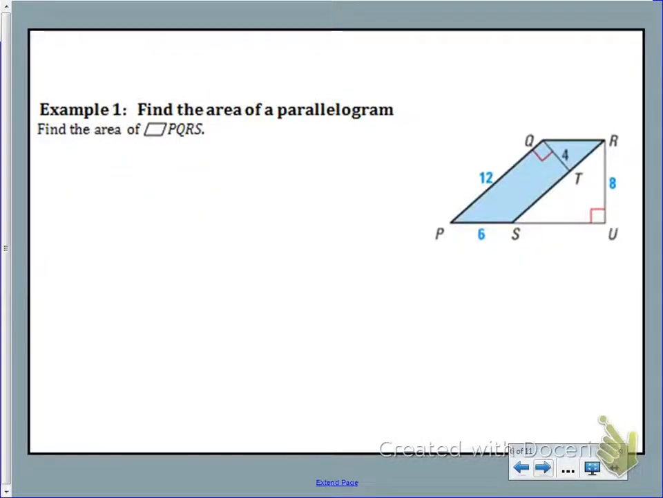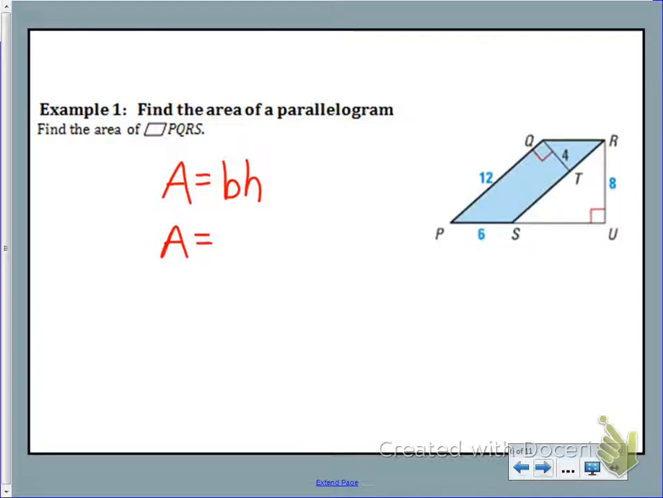Example 1, find the area of a parallelogram. Well, it's parallelogram PQRS. So the first thing you're going to do for all of your problems, even if it seems like a very basic problem that you could do quickly using mental math, is you're going to write the formula. That way, if you make a mistake on picking which formula to use, I know what's causing the mistake. Maybe it's the formula is incorrect, or maybe it's something else, but that'll help me to figure out what your mistake is a little bit easier.